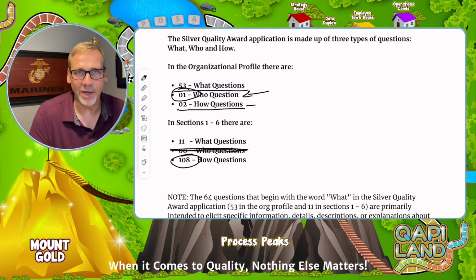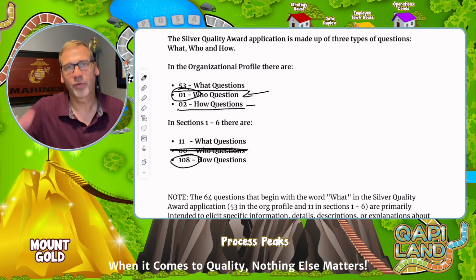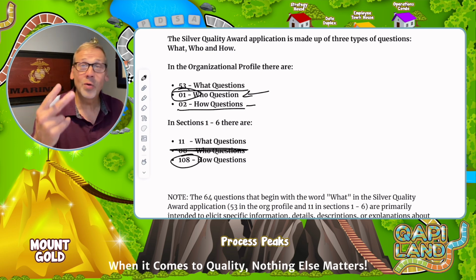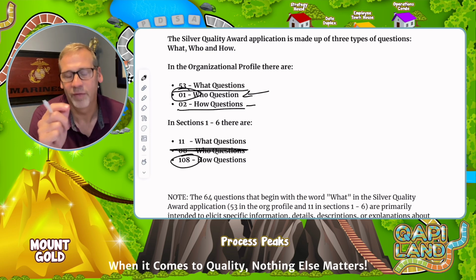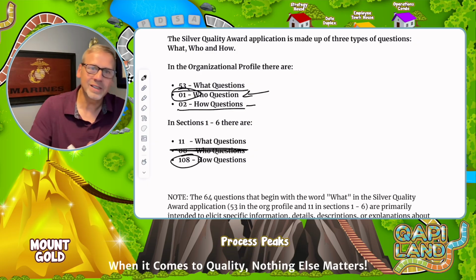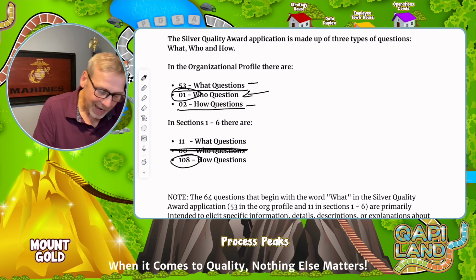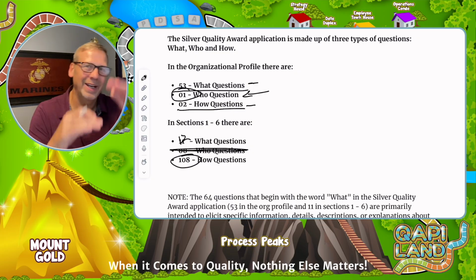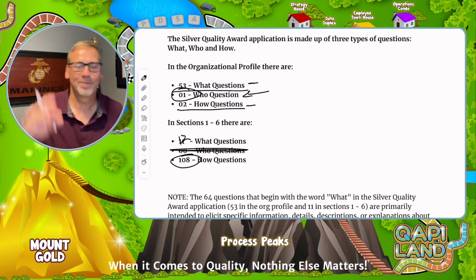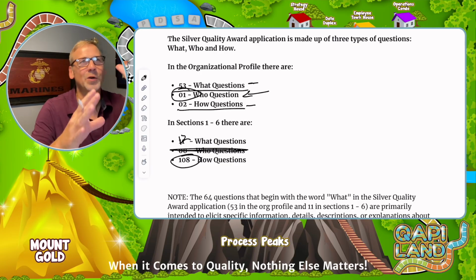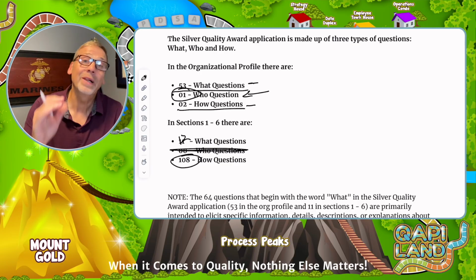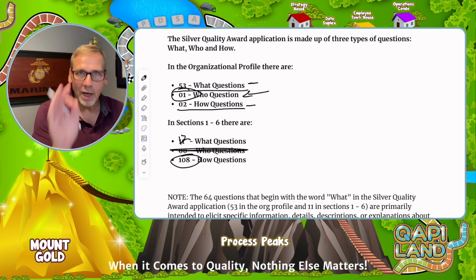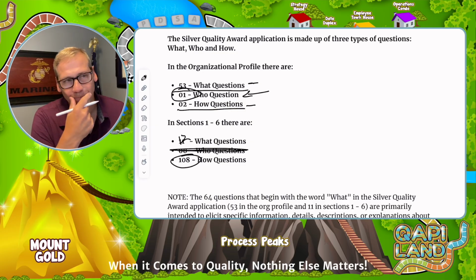There were 108 how questions in sections 1 through 6, where there were only 2 how questions in the whole organizational profile. And conversely, where there were 53 what questions, there are 11. Actually, there's 12. I should have changed that to 12 because I split 2 that could have been 1, but I made them 2. So it's really 12 what questions in the application.